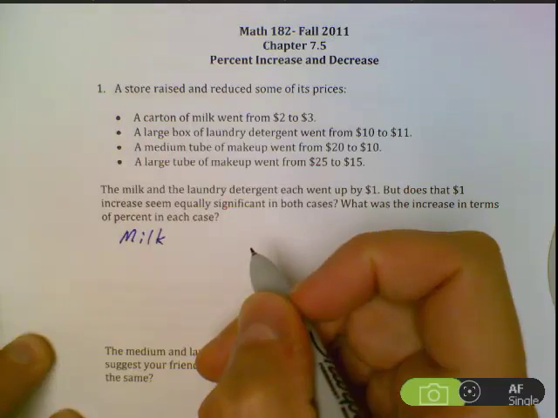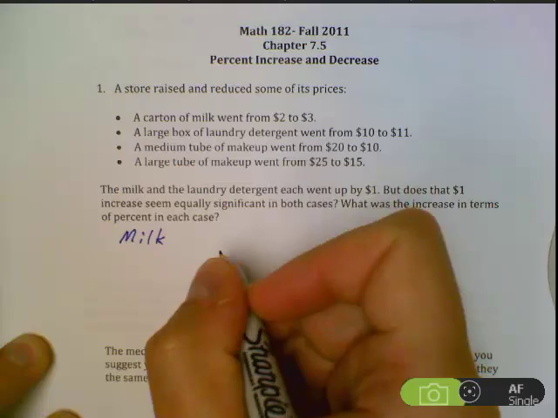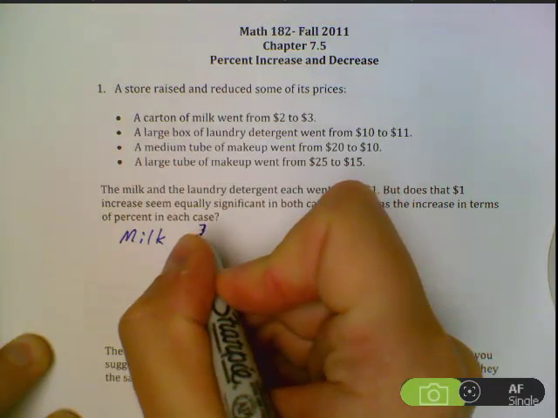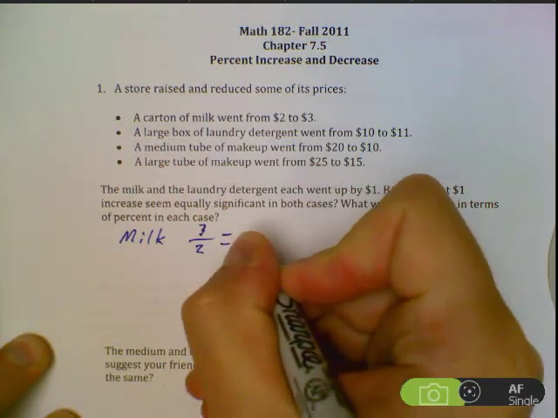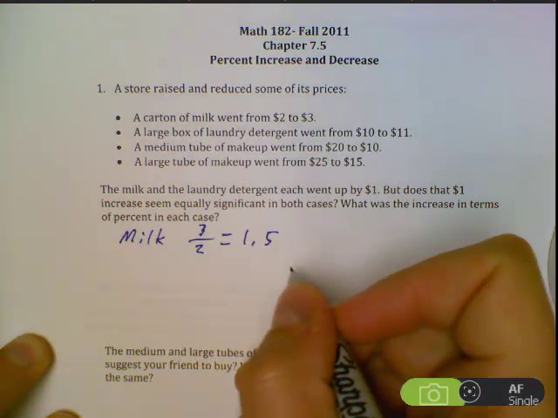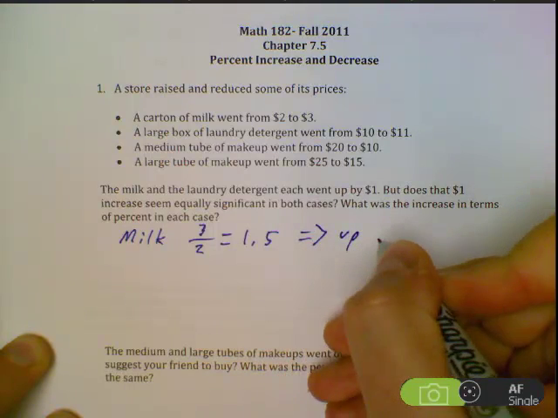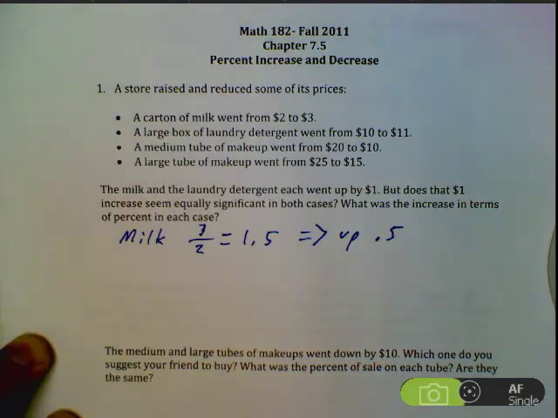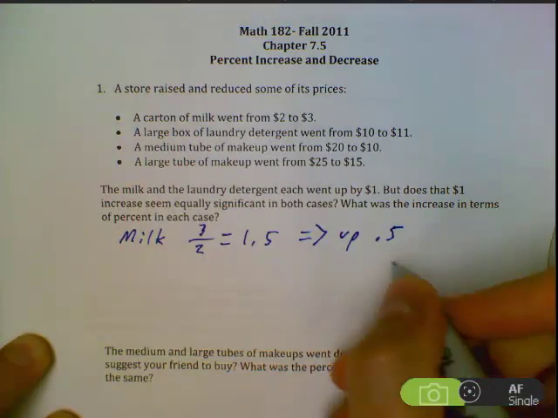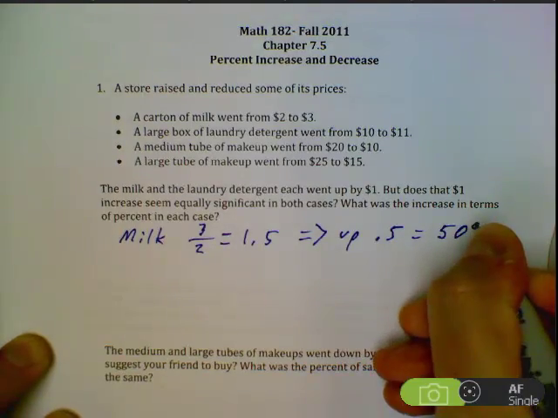If you went up from $2 to $3, there are two ways to do this. To get the percent increase, one way is to do 3 divided by 2, and that equals 1.5. But that is not just the increase, that also includes the original price. So in essence, this implies that it went up by 0.5. So really you just subtract 1, and then 0.5 equals 50%. So it went up by 50%.